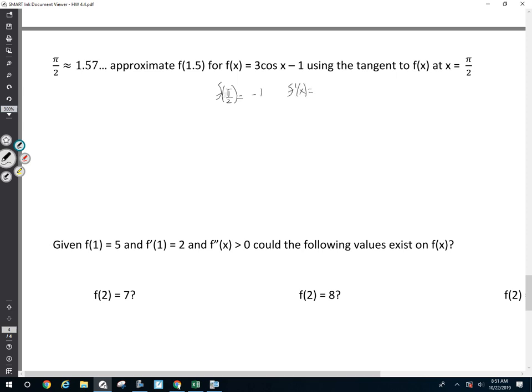F prime of x equals, remember 3 cosine x, 3 times a function, a constant times a function. Its derivative, you do not need to use the chain rule. It is just a constant times the derivative of the function. So I have 3 times negative sine x. I wrote it as -3 sine x. And I need to find that at pi over 2. Sine of pi over 2 is 1, so this is -3. Okay, so my tangent line, which will do a good job of approximating this function at pi over 2, is y plus 1 equals -3 times (x minus pi over 2).